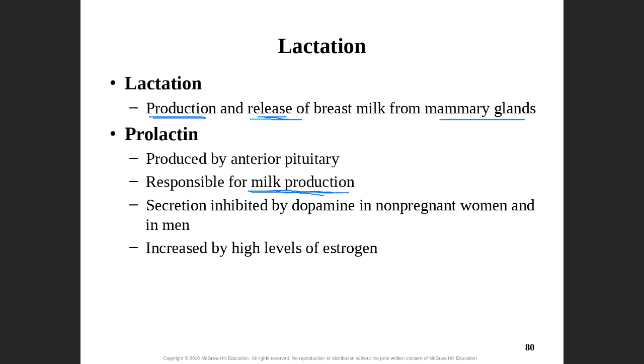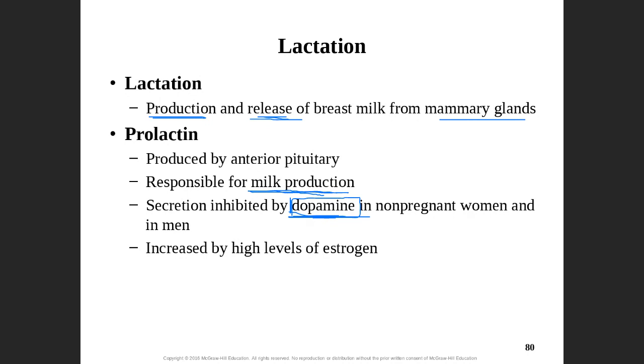Now, interestingly, this is one of the first times that we're going to be discussing dopamine. Normally, when prolactin levels are being produced, we'll see a decrease in dopamine. But in non-pregnant women and in men, because we can also produce prolactin, prolactin secretion is inhibited by dopamine. But in women that just had a baby, their dopamine levels will be low because their prolactin levels will be elevated. So therefore, they'll be able to produce milk.